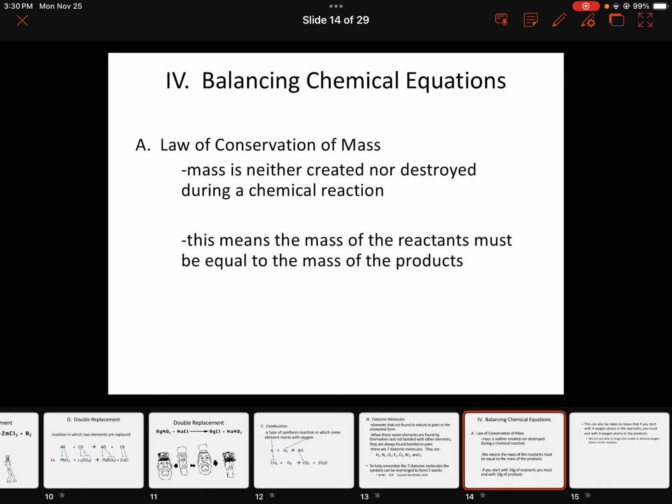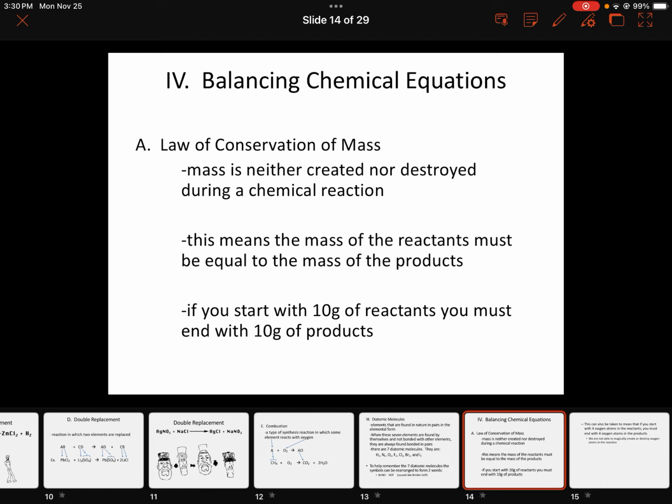And so we go to the law of conservation of mass, and that means we can't create mass and we can't destroy mass. So if we start with 10 grams of reactants, we have to end with 10 grams of products. Meaning if we start with 10 grams in the reactants, we can't magically end with 8 grams in the products, or start with 10 grams and somehow end with 12 grams. Whatever we start with, we end with.